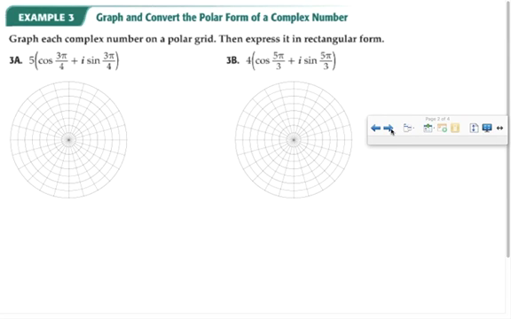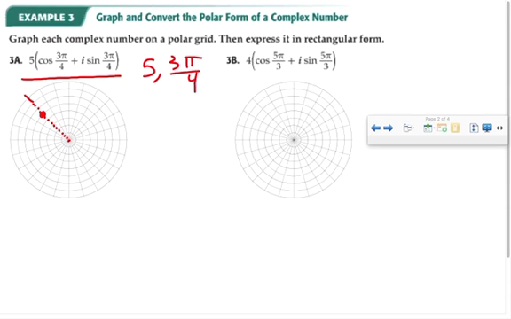Here we're asked to graph the complex number and then express it in rectangular form. In order to graph it, what I'd like you to realize is that this complex number, rewritten as a polar ordered pair, would be 5, 3 pi over 4. Well, 3 pi over 4 is here, so I know it's going to be somewhere on this positive part of that side of the angle, and it'll be 5 circles out. So 1, 2, 3, 4, 5. Here is my point.